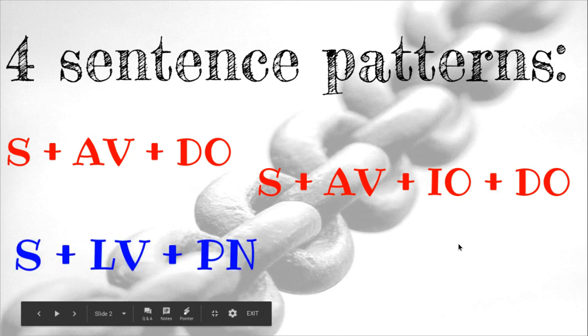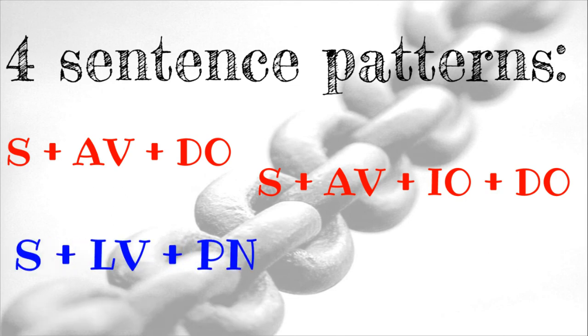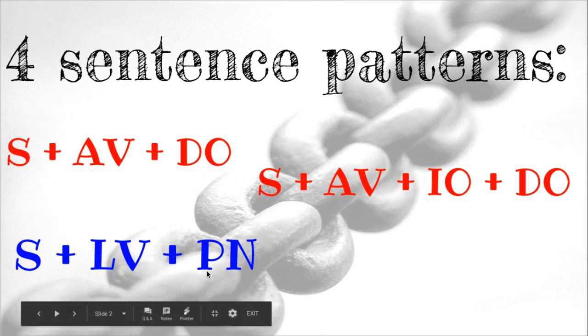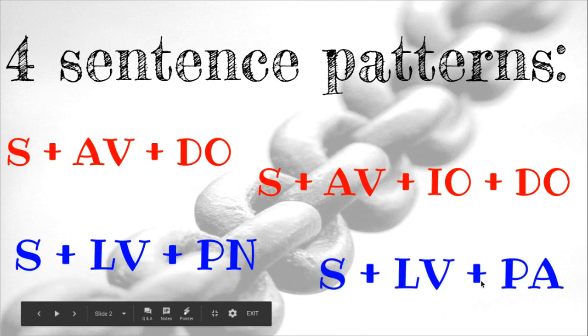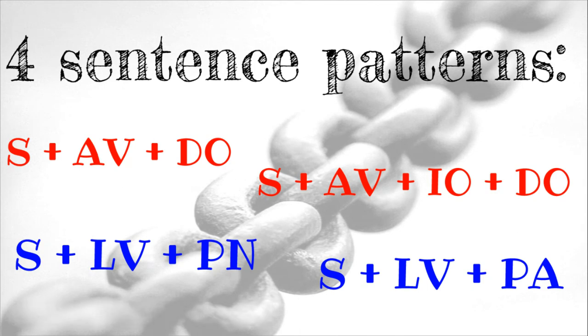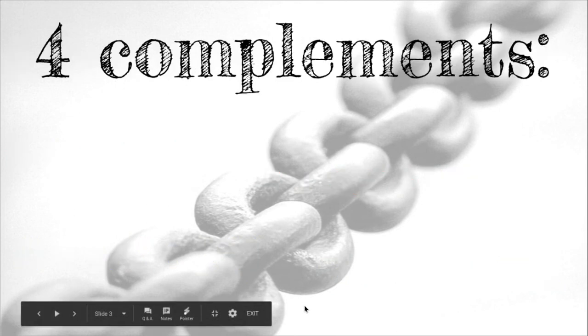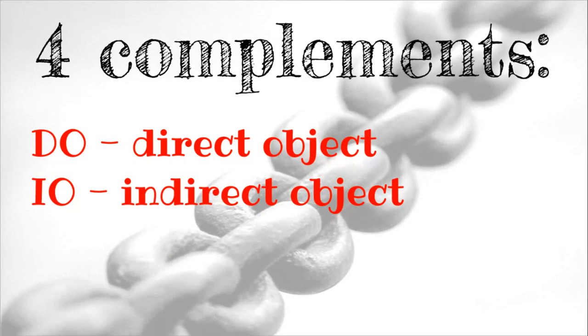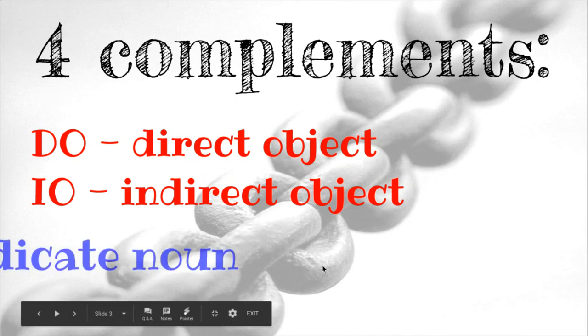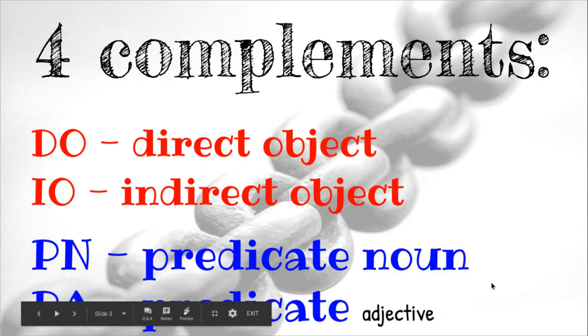So the next two sentence patterns that we're going to work on have to do with linking verbs. And so we're going to abbreviate that LV. And they can be followed by these things called predicate nouns and predicate adjectives. And predicate should be a word that you're familiar with. When you first started learning about grammar, you learned about subjects and predicates. So predicate is the verb and everything after it. So when we talked about complements, those words that come after the verb, after action verbs, we have the DO and the IO. After linking verbs, we have a predicate noun and a predicate adjective.